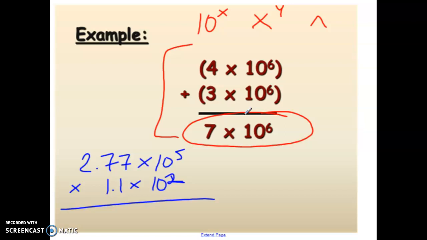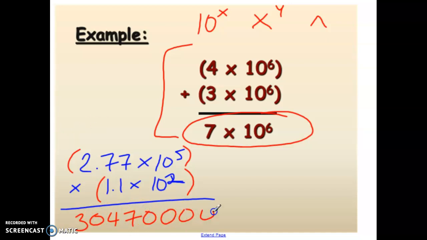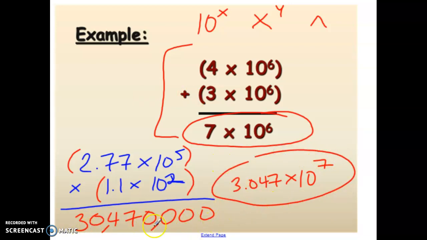All right, another one, looking at multiplication. Remember, you're putting brackets around these in your calculator: 2.77 times 10 to the 5, times, bracket again, 1.1 times 10 to the 2, close your bracket. I'll put the full answer here, and then we'll do it in scientific notation. This is the answer that my calculator gave me: 30,470,000. Some calculators will actually already convert this into scientific notation, for example 3.047 times 10 to the 7. If you see this on your calculator or this, they're both correct.